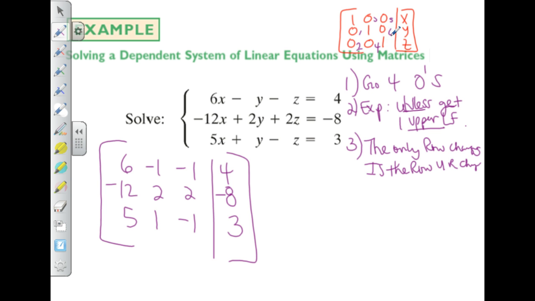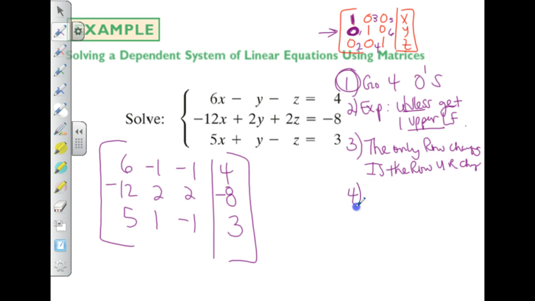So go for your zeros in column 1 first, then go for the zeros in column 2, and then go for the zeros in column 3. That's what I mean by go for your zeros. Go for the zeros in that order, unless it's really easy to get a 1 in that order. Then the only row that's changed is the row that you're trying to change, because remember, you're trying to change this guy to have a zero there. So when you're getting this zero, the only row that would change would be row 2. You just rewrite row 1 and row 3 when you're going after that zero there.